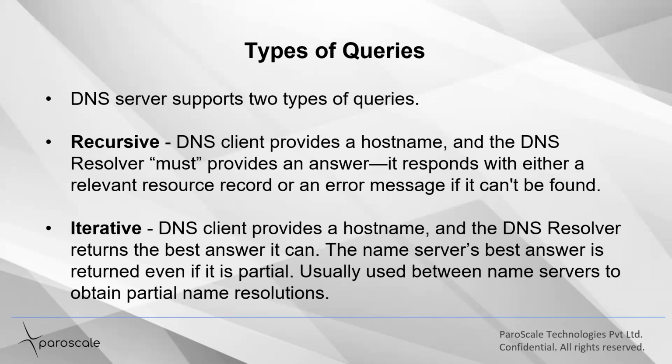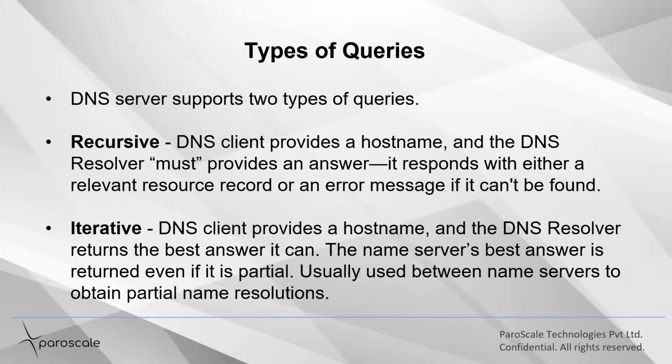The other one is called iterative. In an iterative DNS query, the DNS client provides the host name to a DNS resolver and it returns the best answer. The best answer in the sense that if the DNS server has a partial answer, it will send that partial answer to the DNS client.